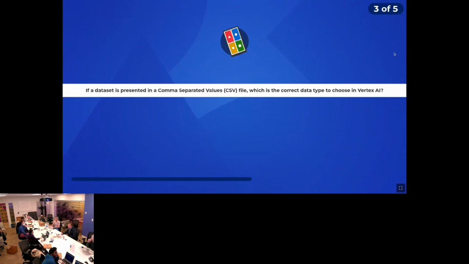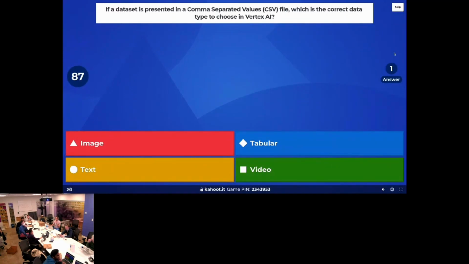Totally. If a data set is presented in comma separated values CSV file, which is the correct data type to choose in Vertex AI? Image, tabular, text, or video? We have the 18 answers.